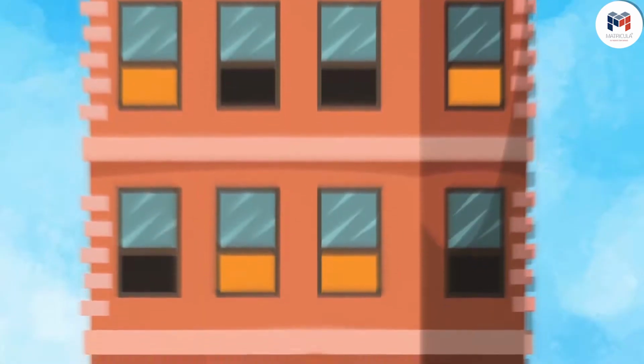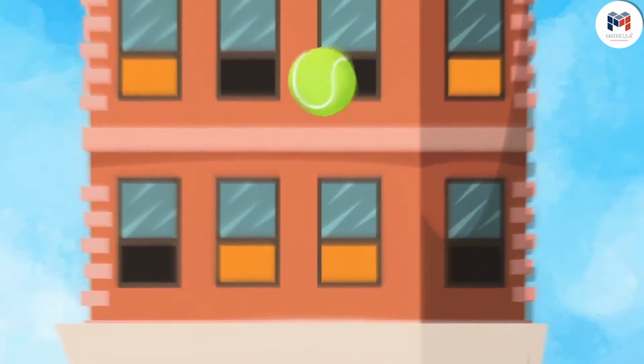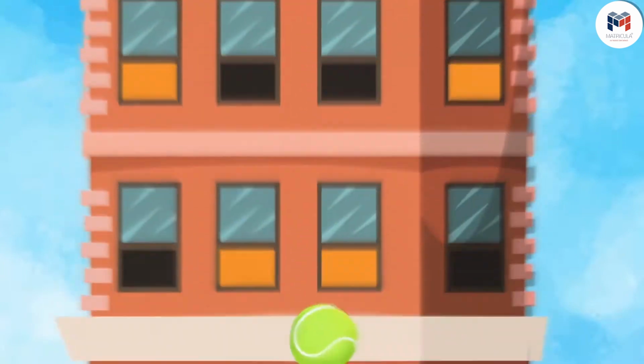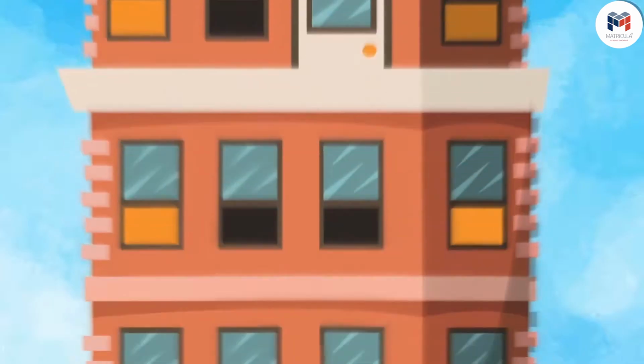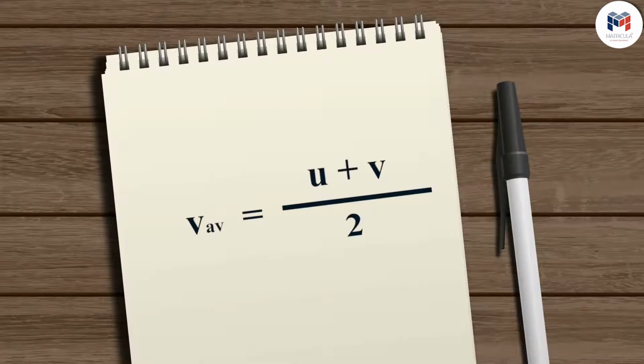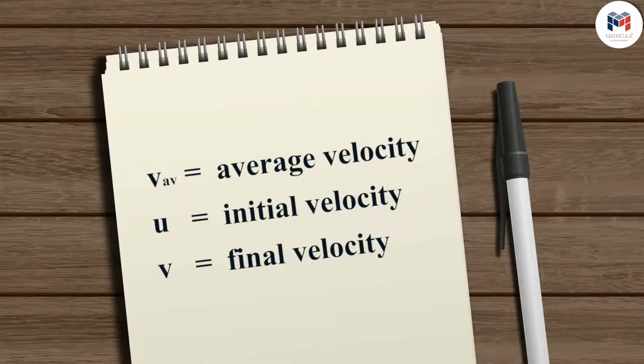If the velocity of an object is changing at a uniform rate, we can calculate the average velocity by simply taking the arithmetic mean of the initial and the final velocity for the given time interval. Average velocity is equal to initial velocity plus final velocity, the whole divided by 2. Mathematically, V average is equal to (u + v) divided by 2, where V average is the average velocity, u is the initial velocity and v is the final velocity of the object.